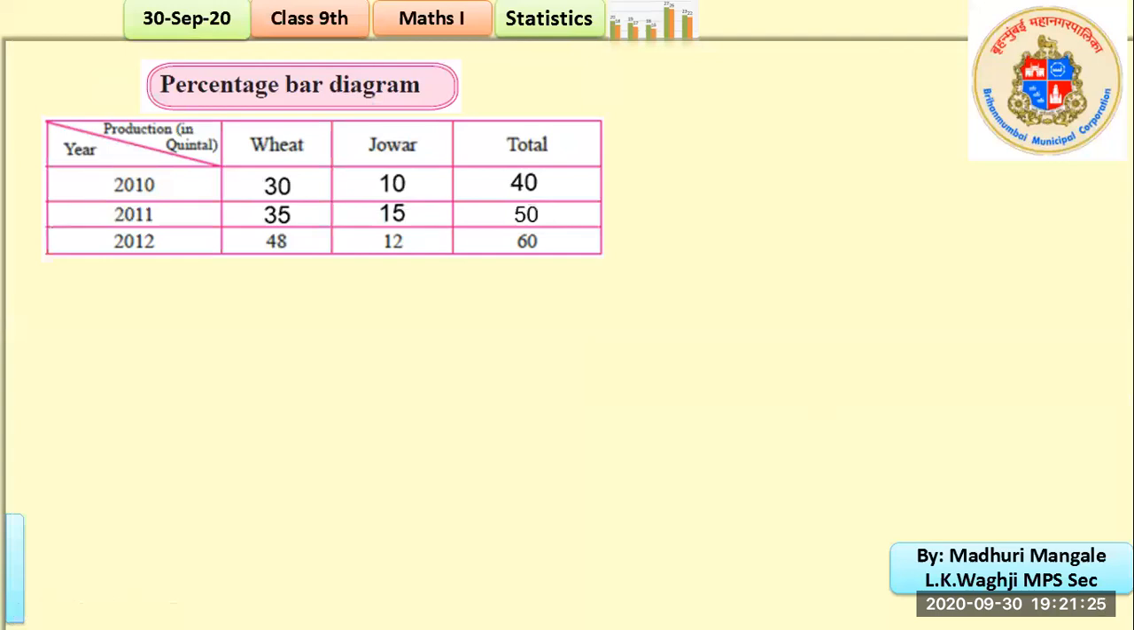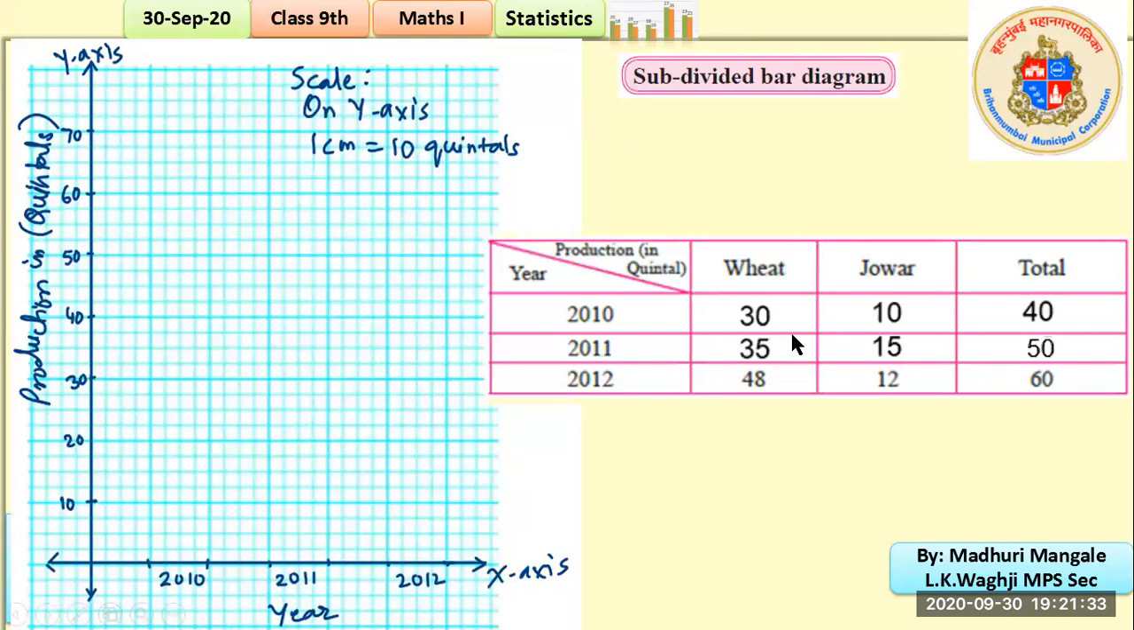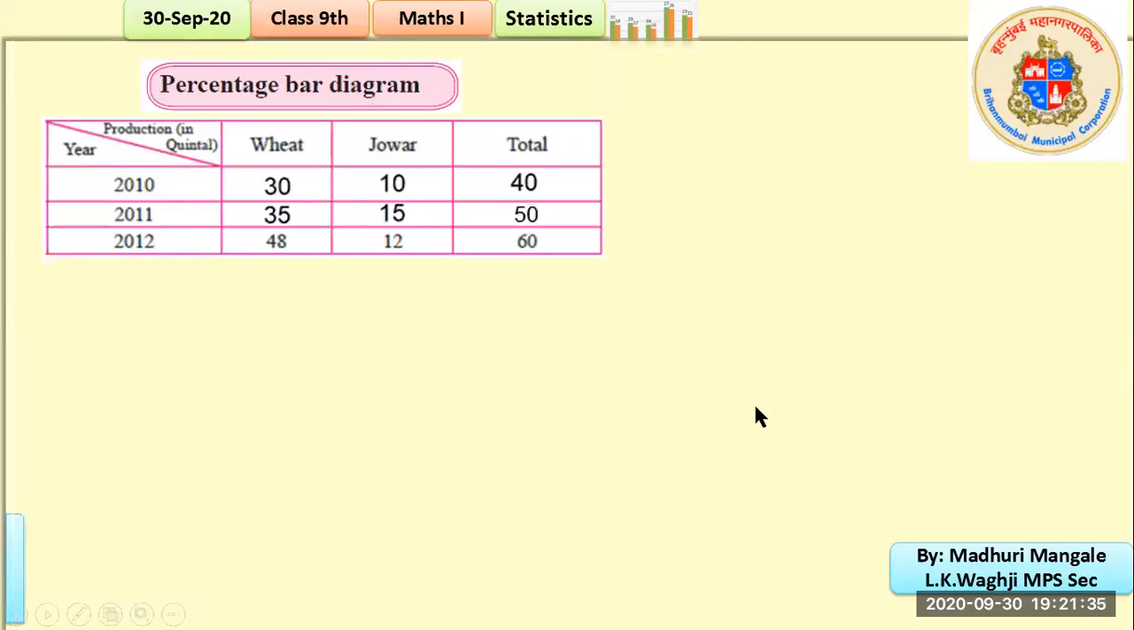Yes, that is a percentage bar diagram. Now, how do we begin? We know percentage means out of 100. But if we look at this table, it says out of a total of 40, the wheat production is 30. But we want the total to be 100. How do we convert it to be out of 100?